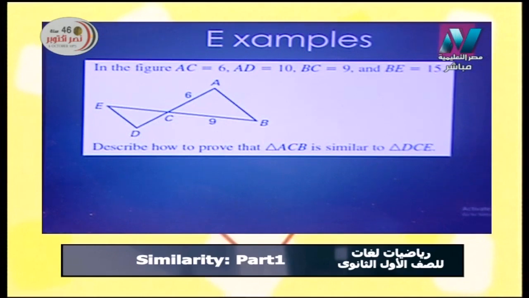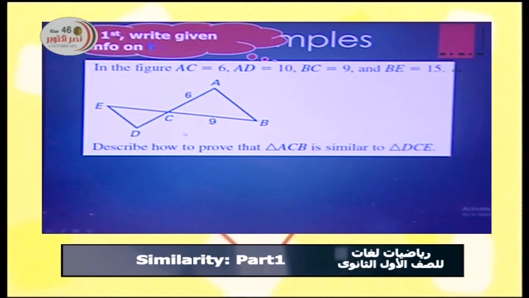We have two triangles, as you see here in the figure. AC equals 6 centimeters, AD, from A to D, equals 10 centimeters. So CD equals what? Think about it. If AD equals 10 centimeters and the part AC equals 6 centimeters only, so the remainder CD equals what? Think. Yes, and we have BC here equal to 9 and BE equal to 15. This part BE, the whole side here, equals 15, and we have a part of it, CB, equals 9 centimeters. So think about the length of CE.